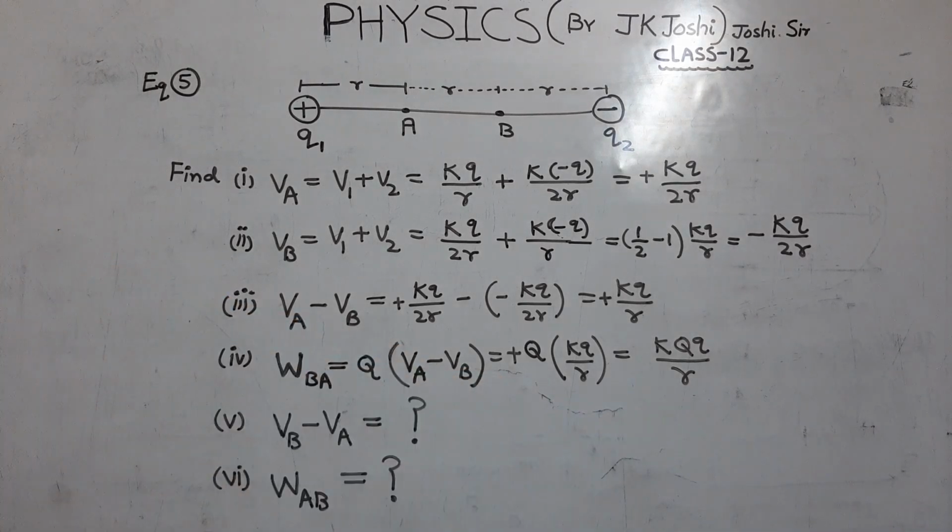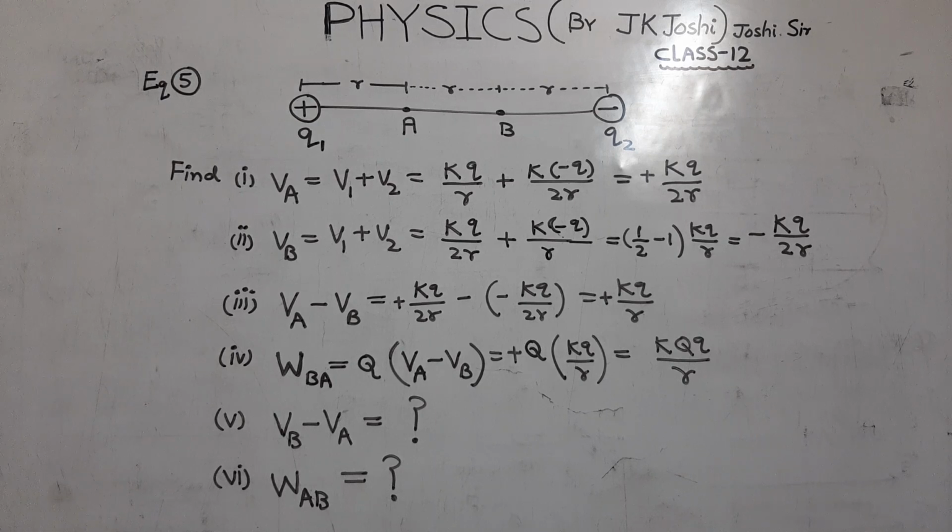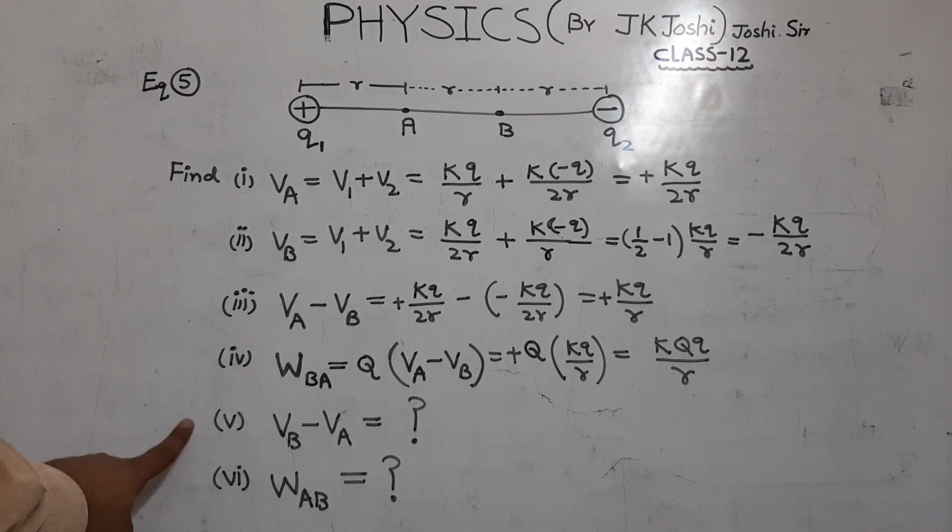A positive result of work done represents that we have to do work. You can calculate the fifth and sixth points, that is VB minus VA, and the work done to move a charge from A to B.